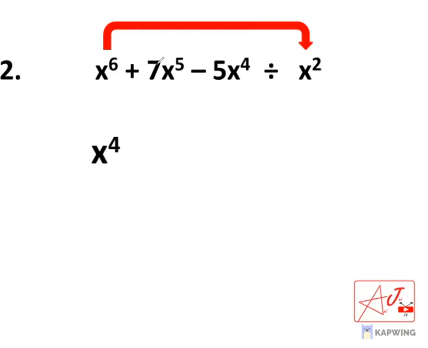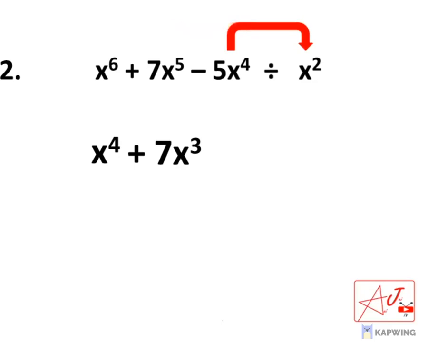Next, 7x to the 5th divided by x squared. So, both positive, kaya positive pa rin yung sagot natin. So, since ito ay 7 at ito ay automatic magiging 1, 7 divided by 1 is 7. And then yung variable niya, 5 minus 2 ay 3. Kaya magiging second term natin ay 7x cubed.